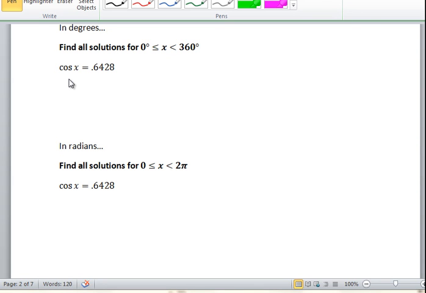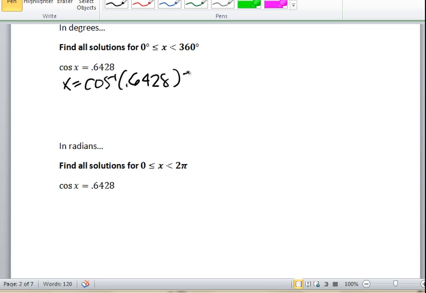Okay, so now let's look at finding solutions for cosine. Here, when we solve in degrees, we do x is equal to inverse cosine of 0.6428, and when we punch that into our calculator, rounded to the nearest degree, our calculator gives us 50. And so we draw our picture, and our answer is in quadrant 1, and that's a 50-degree angle.